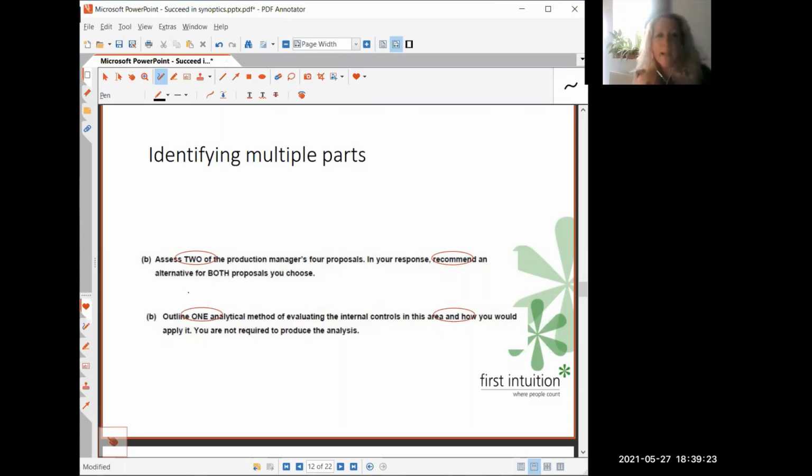Part B here, outline 1 analytical method for evaluating internal controls. So this is from a level 4 paper. And how you would apply it. So you need to outline it, and then you need to explain how you would apply it. So being asked multiple parts there.